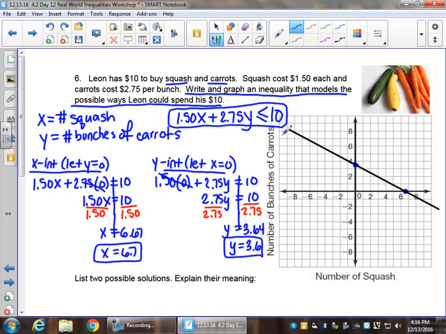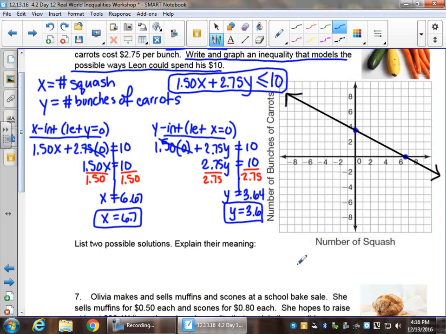All right, we have our line, but we still need to figure out which side to shade. To do that, we will check 0, 0. That will look like 1.50 times 0 plus 2.75 times 0. Don't drop the decimal place like for me. I'm going to go back and make that bigger so it stands out.